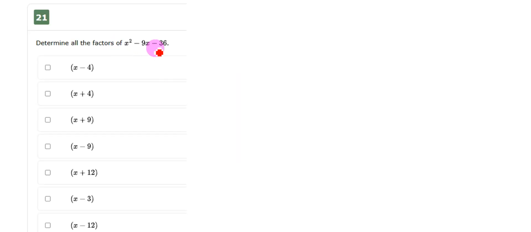All the factors of x squared minus 9x minus 36. What multiplies to negative 36 and adds to negative 9? So 4 and 9 are not going to get me to 9. So it's got to be 12 and 3. One of them's got to be negative and one of them's got to be positive. So I've got 3 and 12. Well, I want them to add to negative 9, so I want the 12 to be bigger. So x plus 3 and x minus 12. So it should be our two guys down here. There we go.